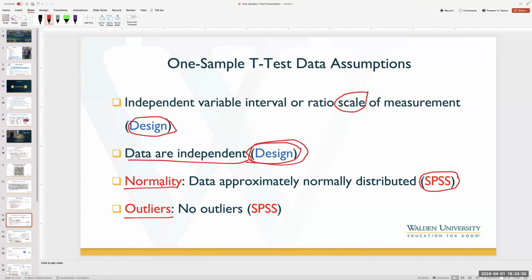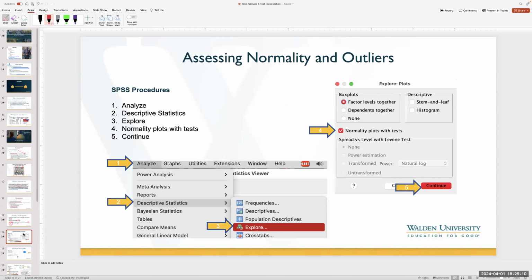But you have already done this if you've attended one of these previous sessions, or if you have taken the research course this term. You've already assessed and understood normality and outliers. Okay? So now let's pretend that we're in SPSS, and let's take a look at what we would do.